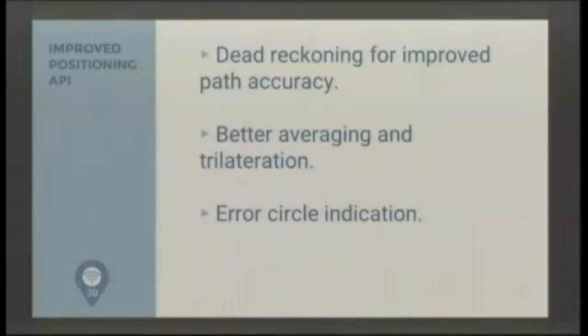So improving the trilateration positioning API in the Android and other libraries, dead reckoning would give you better path accuracy. I've got another trilateration algorithm in the works, which hopefully will be better. I'm just currently using one that's available, developed by another individual. And also to give an error circle indication, much like Google Maps does, to say you're within this space. Because at the moment, it just spits out a position.